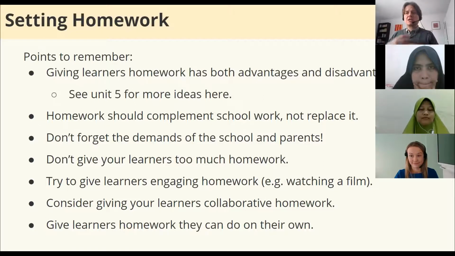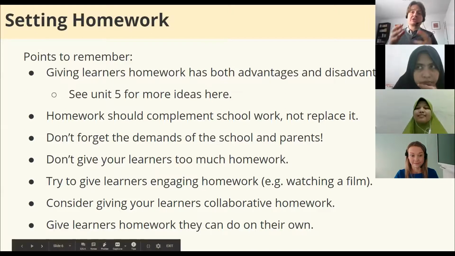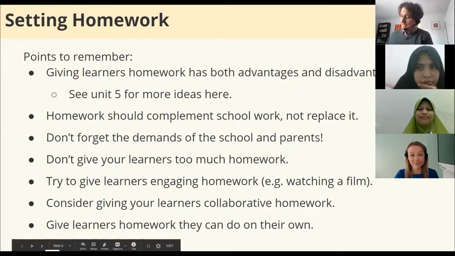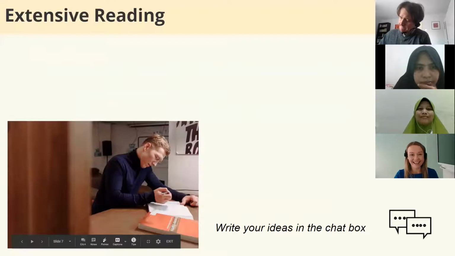And a good way to do this, as we talked about in Unit 5, is extensive reading. Getting your learners involved in an extensive reading program, which has lots and lots of advantages, I think can be quite a great homework. And that's what we're going to move on to think about now.